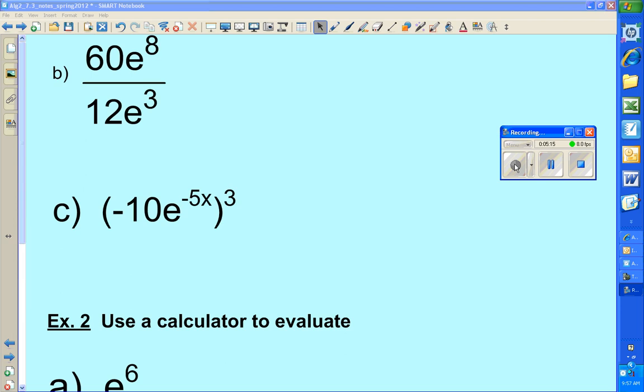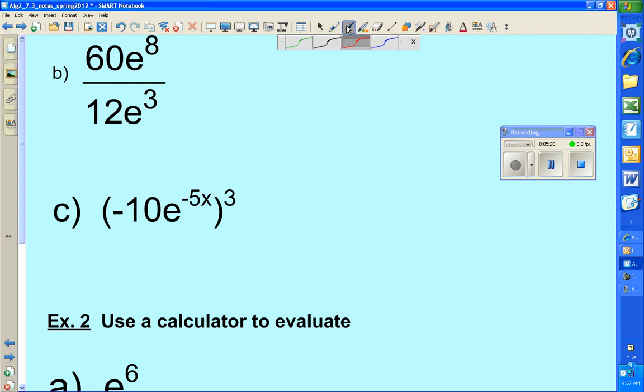Look at the top ones first. The first one is example B. For example B, Natalie, what'd you get? 5e to the 5th power. That's correct. 60 over 12 is 5. 8 minus 3 is 5 on the power. 5e to the 5th.